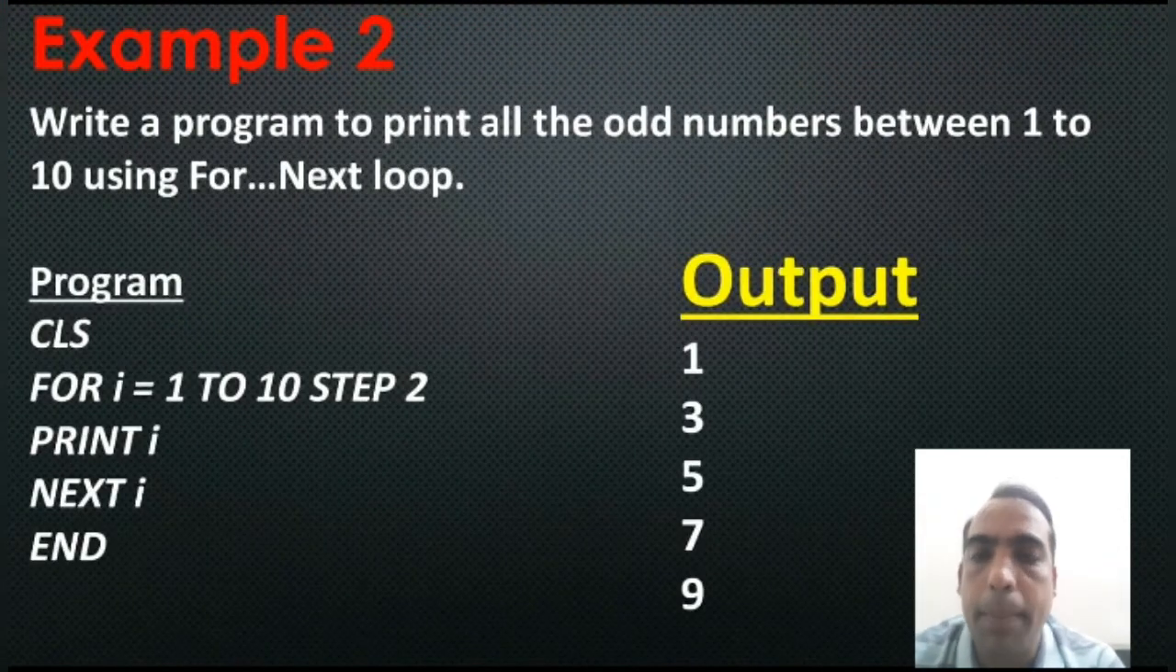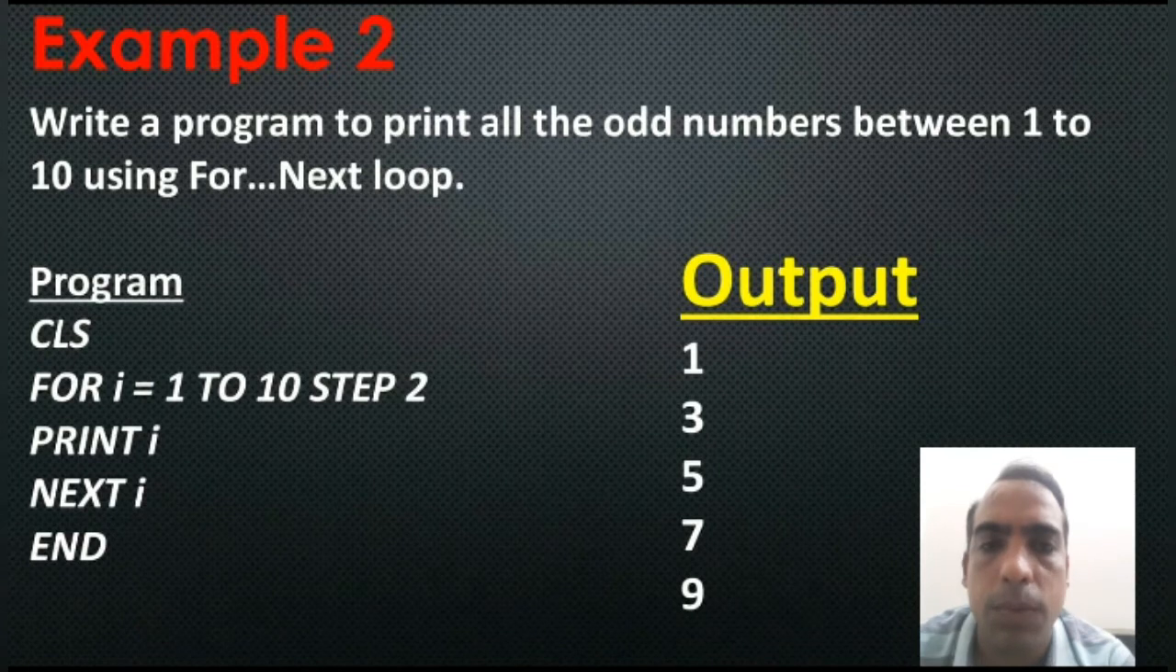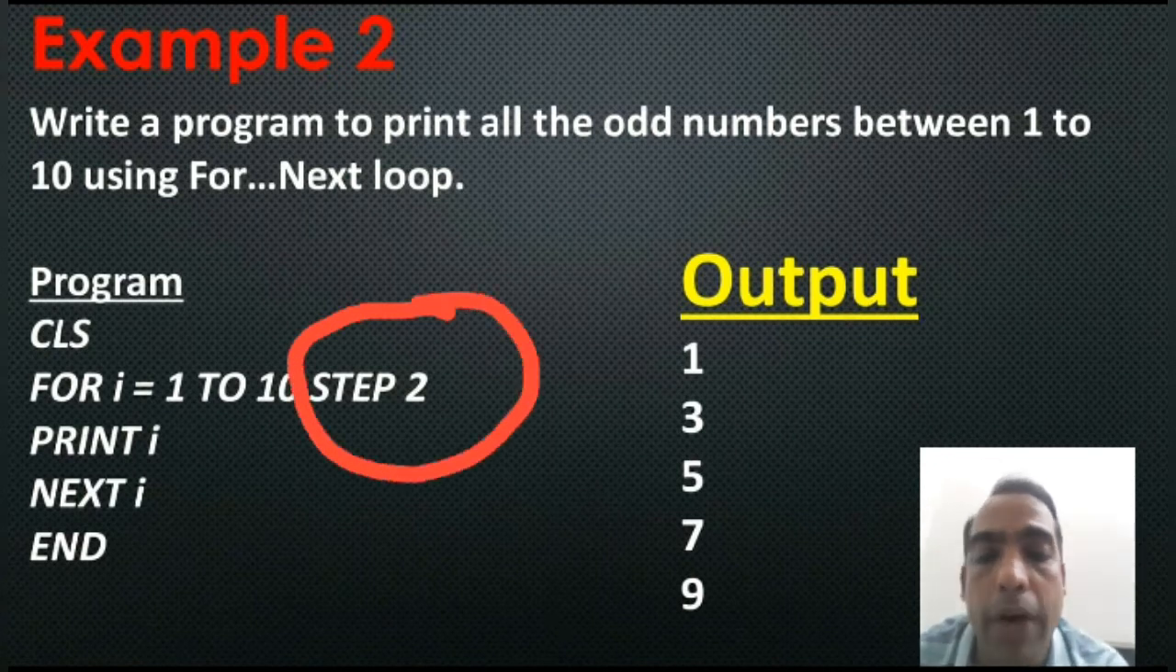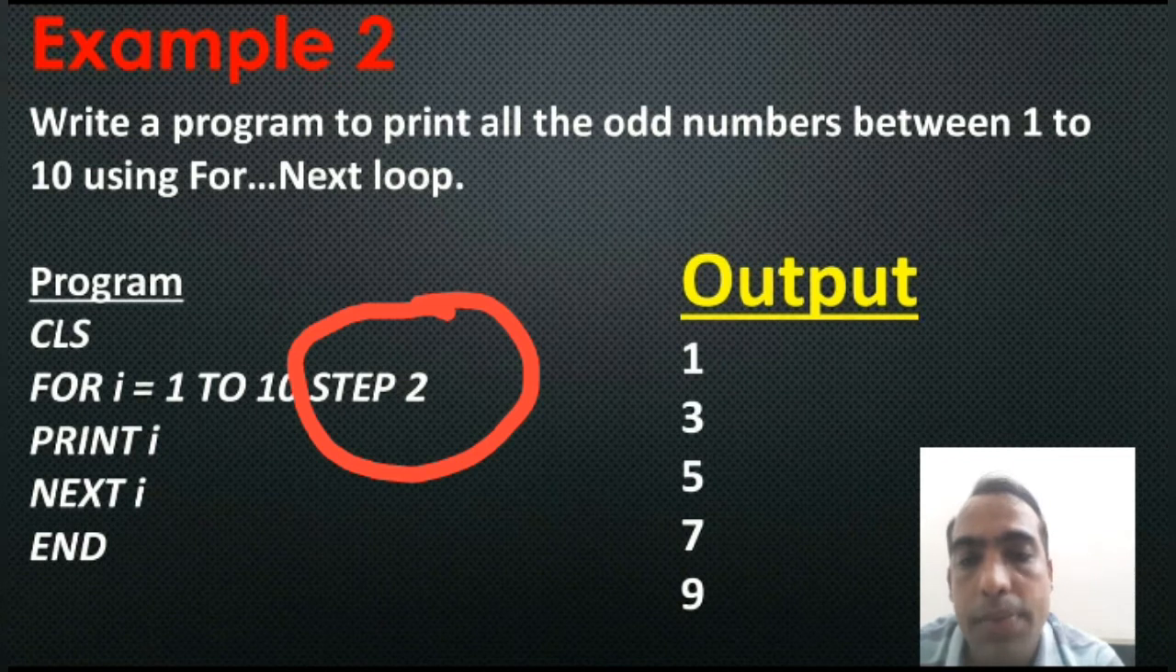Now you can see the second example of for next loop. Write a program to print all the odd numbers between 1 to 10 using for next loop. First we have to write CLS, then for I equals to 1 to 10 step 2. Here I is a counter variable and 1 to 10 is the start to end value, and step 2 means it will increase the value of I by 2 every time because we want to print all odd numbers from 1 to 10. Then print I, then next I, then end. Now you can see the result of this program.